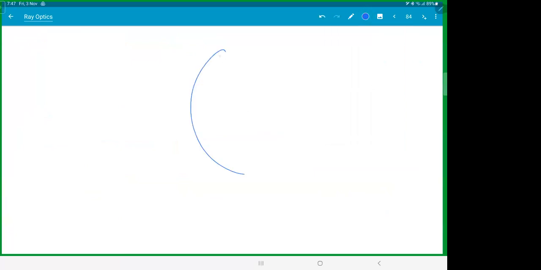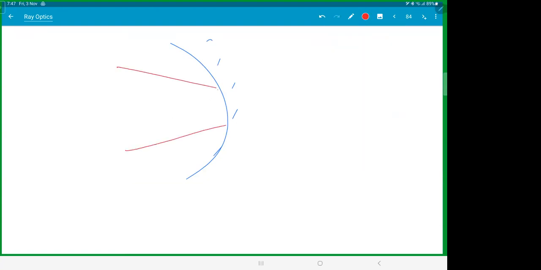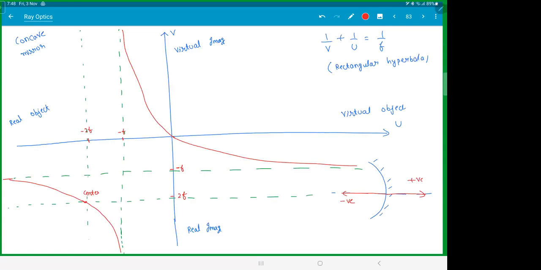So the meaning of virtual object is this. If this was the mirror, the light rays were trying to meet here, but they're unable to meet. So the point where they meet is an image. So this is your virtual object. The point where they're supposed to meet if there was no mirror is a virtual object. This is a graph for concave mirror.